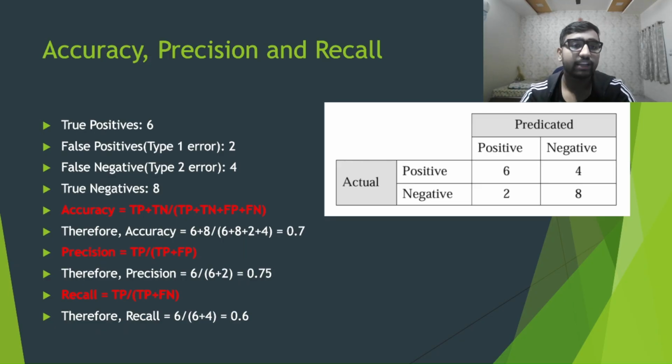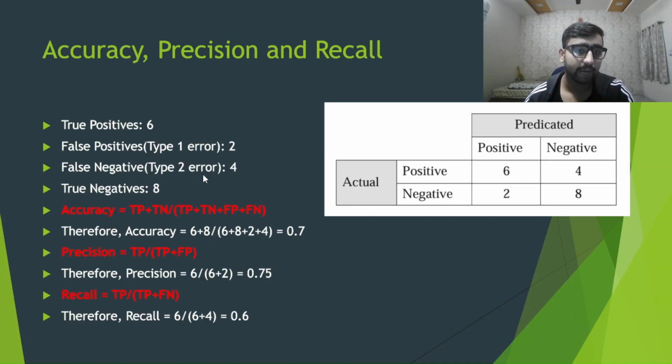Now let's calculate the accuracy, precision and recall for a given confusion matrix. So this is my given confusion matrix. Let us first identify the different classes from this matrix. The true positives are the positives predicted as positives. The value is 6. False positives are the negatives predicted as positives. It is also known as type 1 error. Its value is 2.